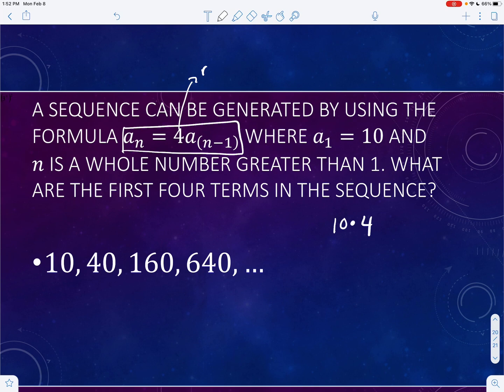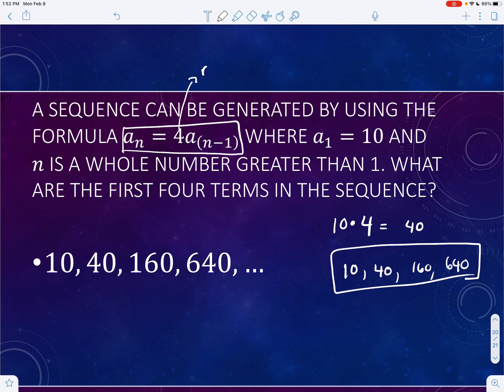So 10 times 4 gives us 40. So the first term in the sequence is 10, then comes 40. How do we find out what comes next? We replace the 10 with 40, and 40 times 4 is 160. And then 160 times 4 is 640. So these are the first 4 terms in the sequence.